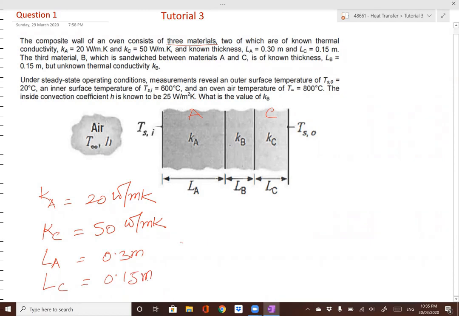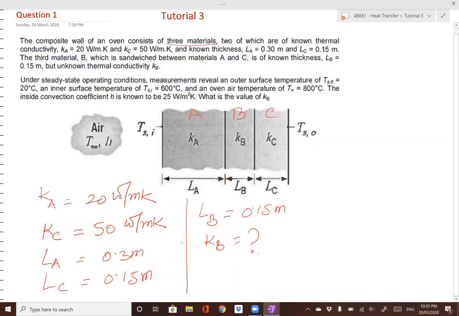Now the third material, B, is sandwiched between material A and C. It has a known thickness, so the thickness for material B is also given, 0.15 meter, but the thermal conductivity is unknown, so Kb is unknown.